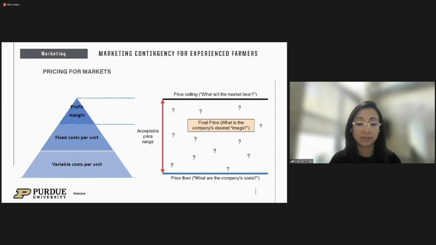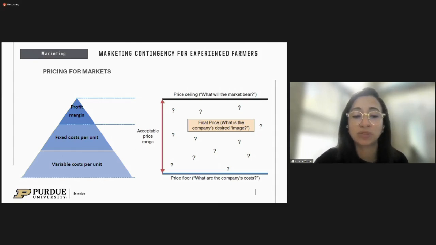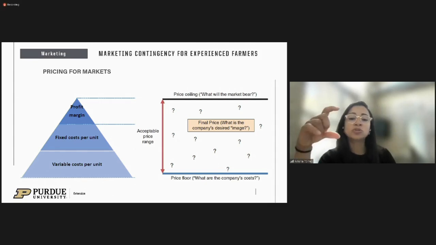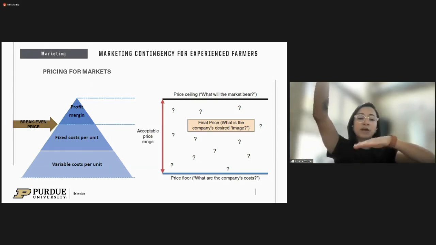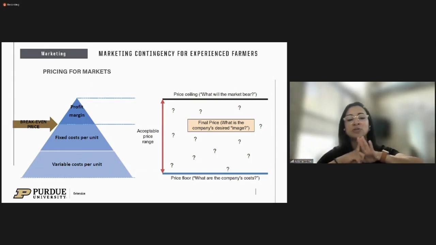If you're having trellis tomatoes, anything that you have to add as you add the production. But then you also have fixed costs, right? And those fixed costs are things that you're going to incur whether you are growing those tomatoes or not. If you're renting land, if you're paying for equipment, those are things that you have to incur regardless of production. And those two are going to add to the minimum price that you're going to charge. That's a break-even price. Anything above that, that tip of that pyramid, is your profit margin.